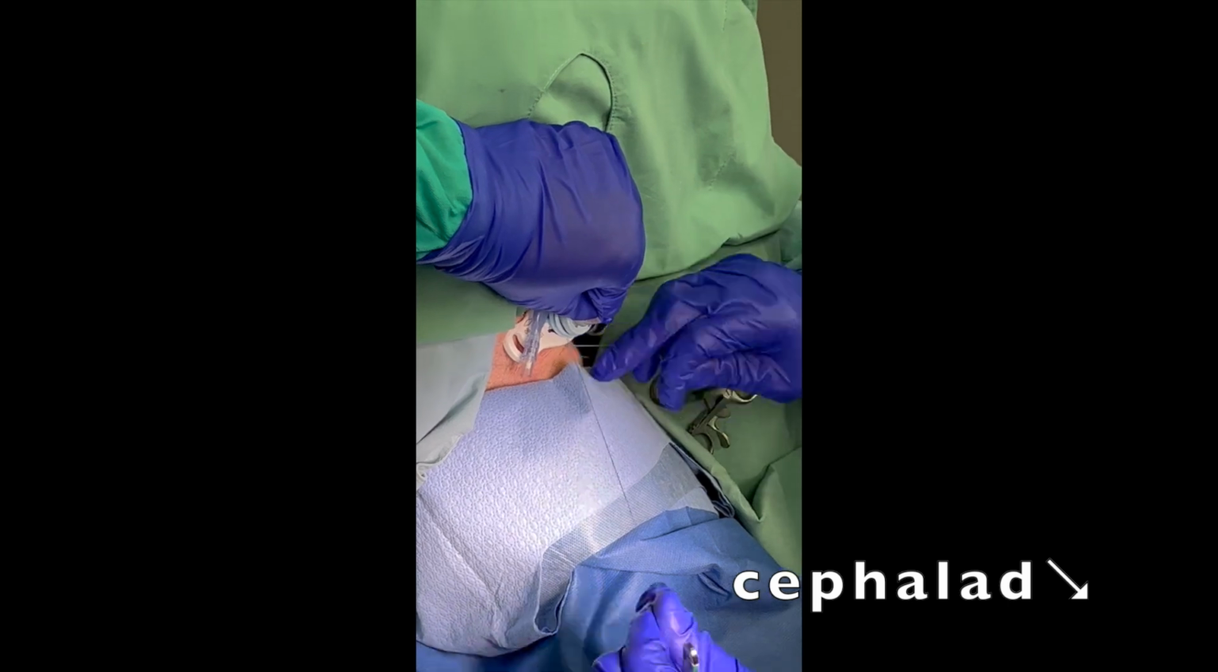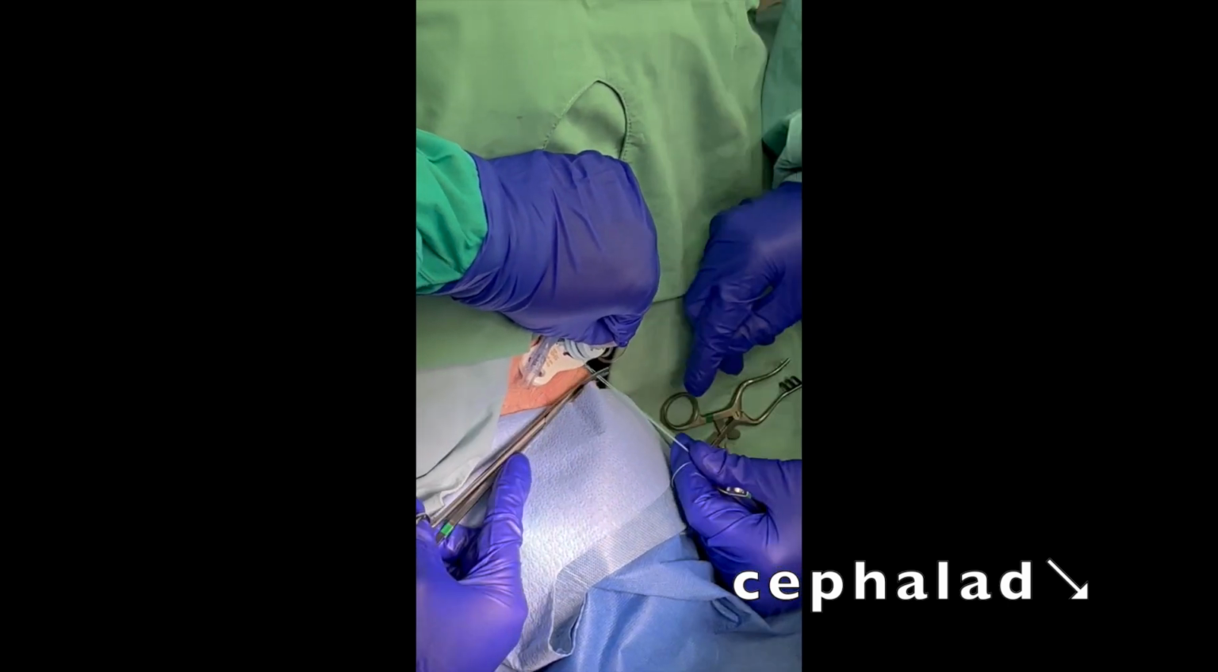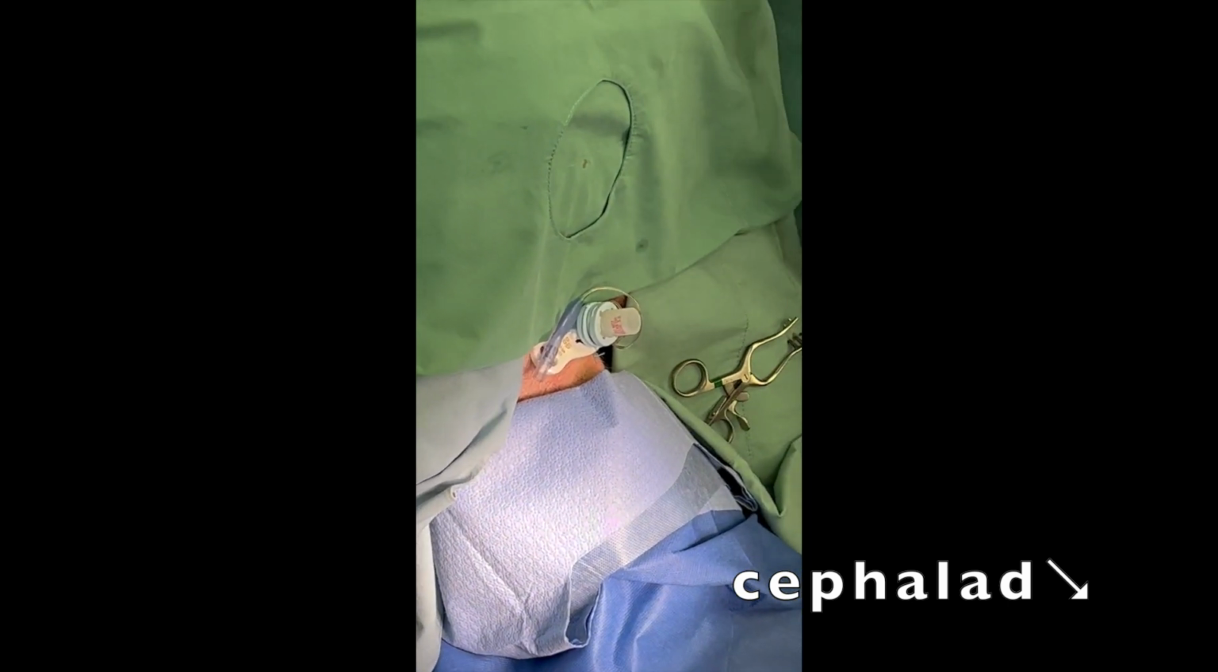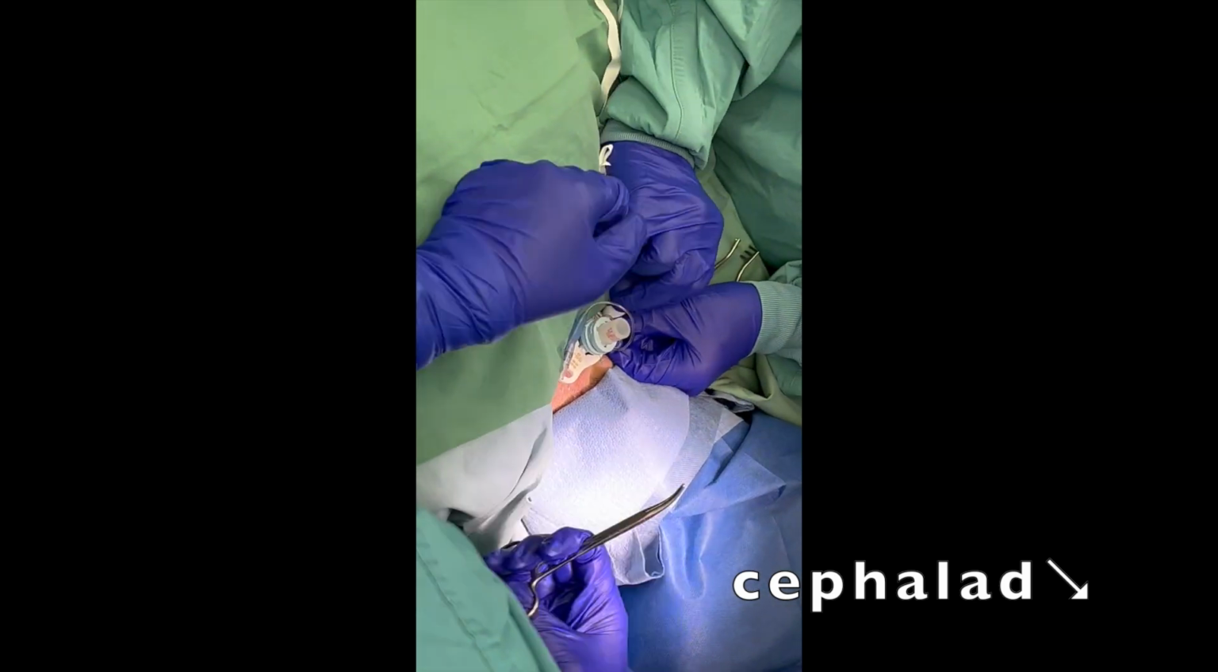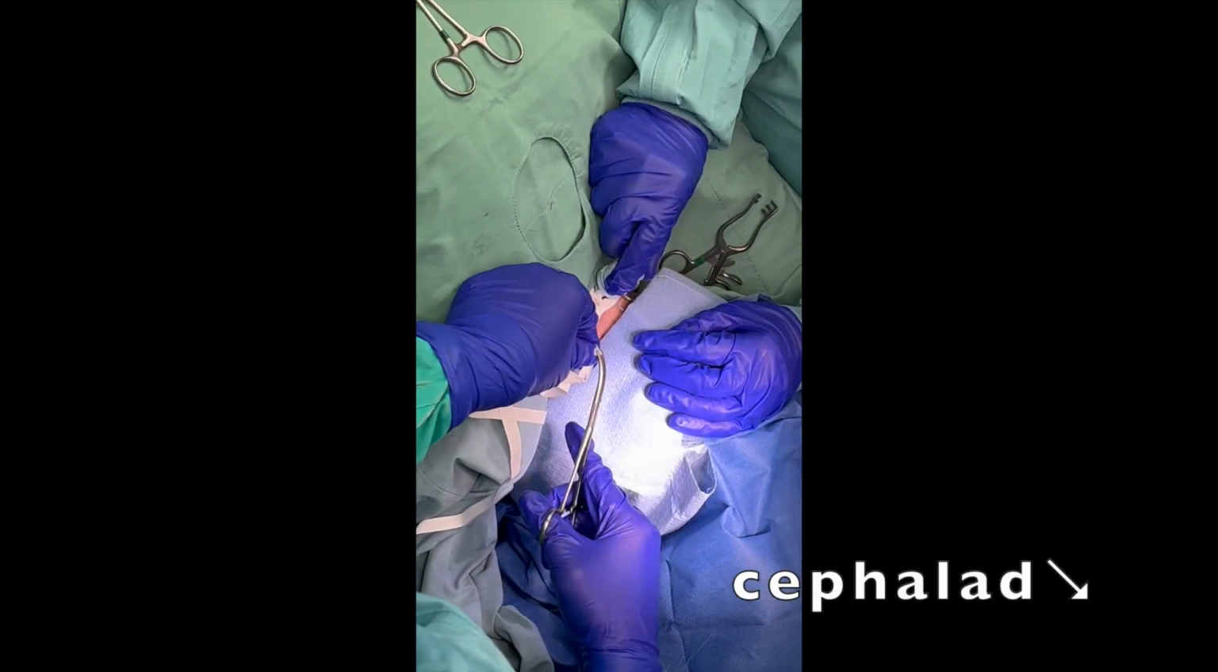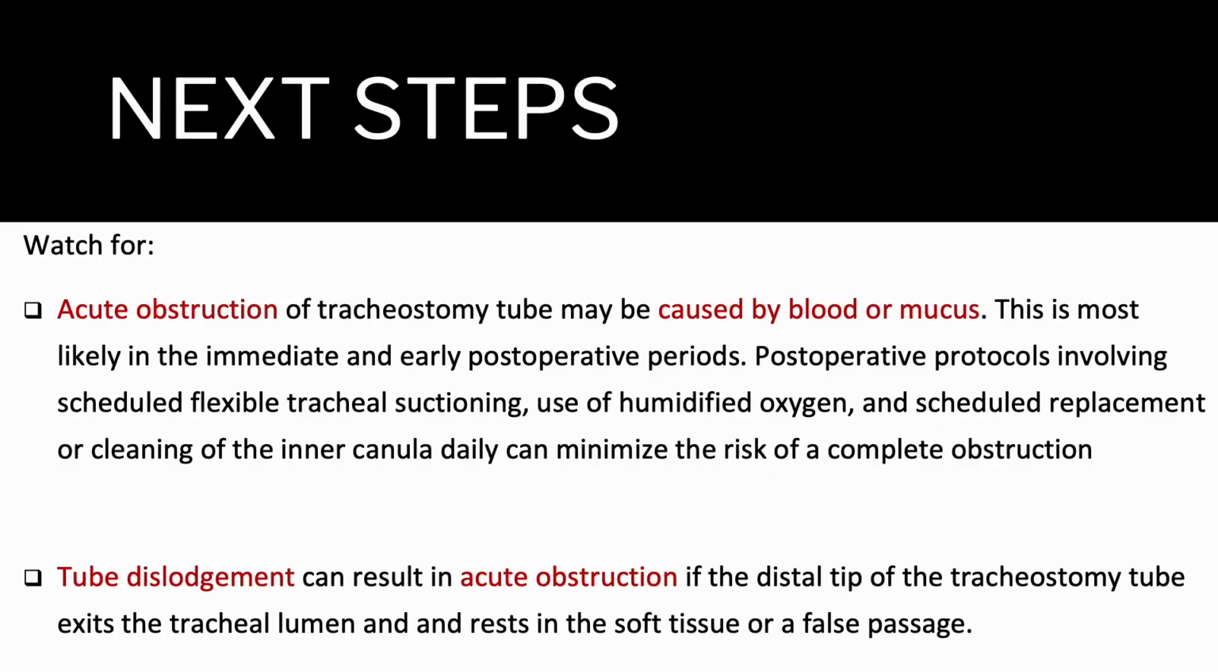Close the skin incision around the tube. Secure the tube to the skin with non-resorbable sutures. Attach securing ties to the plastic flanges of the tracheostomy and around to the back of the patient's neck. Post-procedure, there are several things to watch out for.